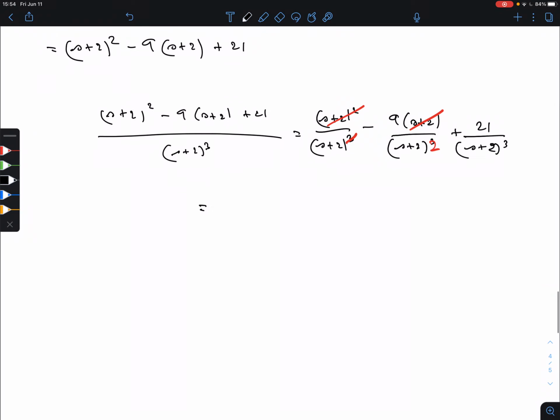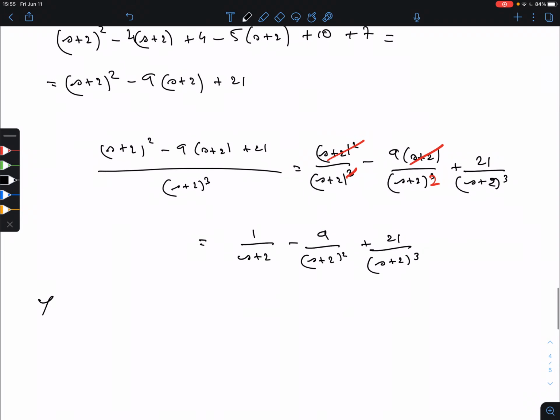So we get this is equal to 1 over s plus 2 minus 9 times (s plus 2) squared plus 21 over (s plus 2) cubed. Now, this is the fraction. So what is the inverse Laplace transform of this thing?